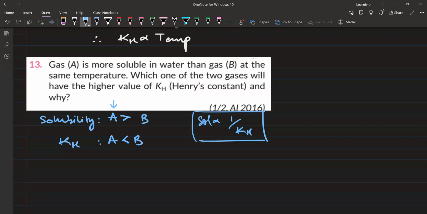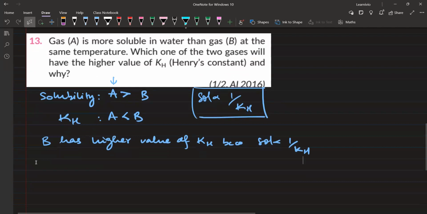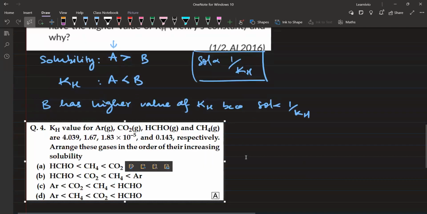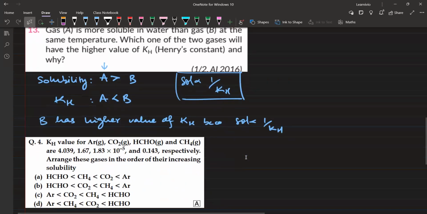So here we can say that B has higher value of KH because solubility is inversely proportional to KH. That's it. So that's how you have to answer. A very similar question, where they have asked the reverse. They have given the value of KH. You have to assign the value for solubility. Can you please try this?